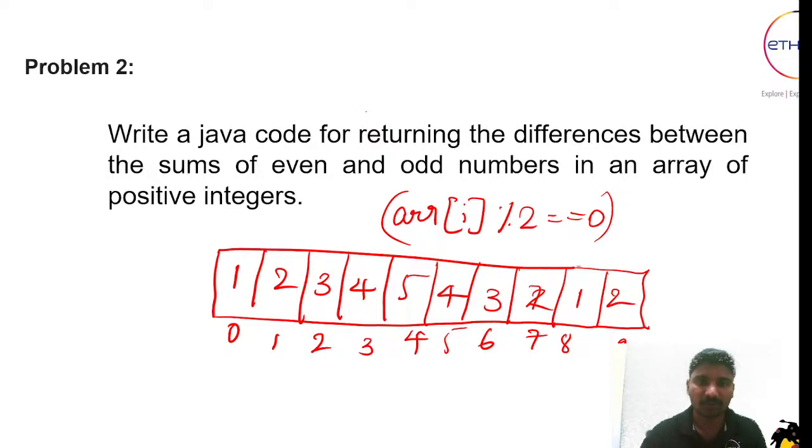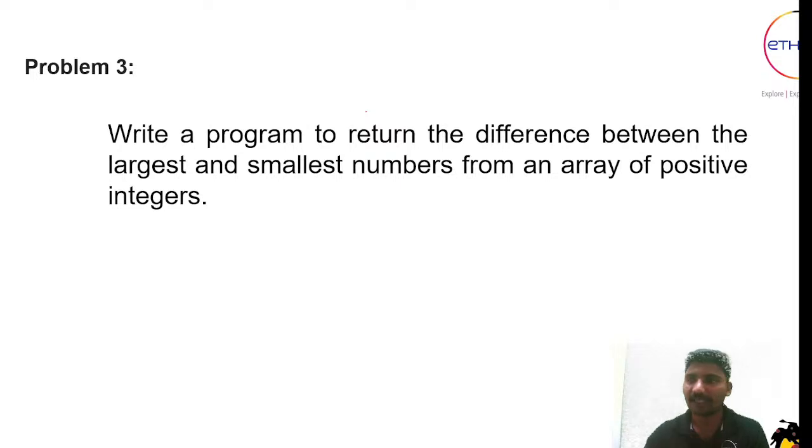So the next question goes over here. Write a program to return the difference between the largest and smallest numbers from an array of positive integers. So the basic logic over here is positive integers. How do we find a positive integer? That's the question here, right? How do you get to know whether the number is an integer or not?